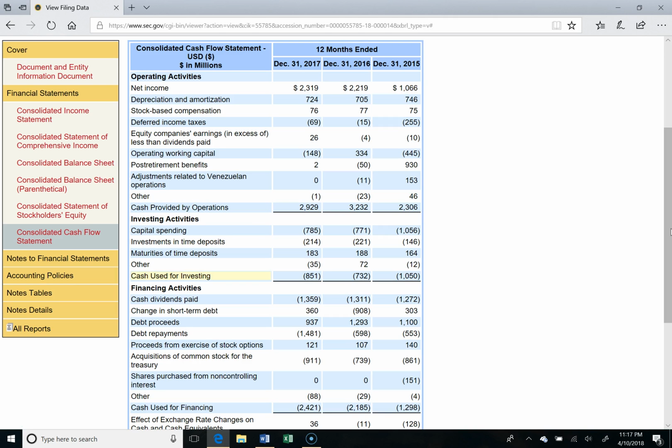I look at the cash from investing activities. I see the company had a net cash outflow of $851 million for investing activities. This came primarily from capital spending, meaning purchases of plant, property, and equipment. The net cash from financing activities was a cash outflow of $2,421,000. When I look at the data to see where that is primarily coming from, I see it's $1.4 billion from dividends paid, and then the remaining amount is from the difference between the cash payments made on their loans less the cash that they received on new loans.